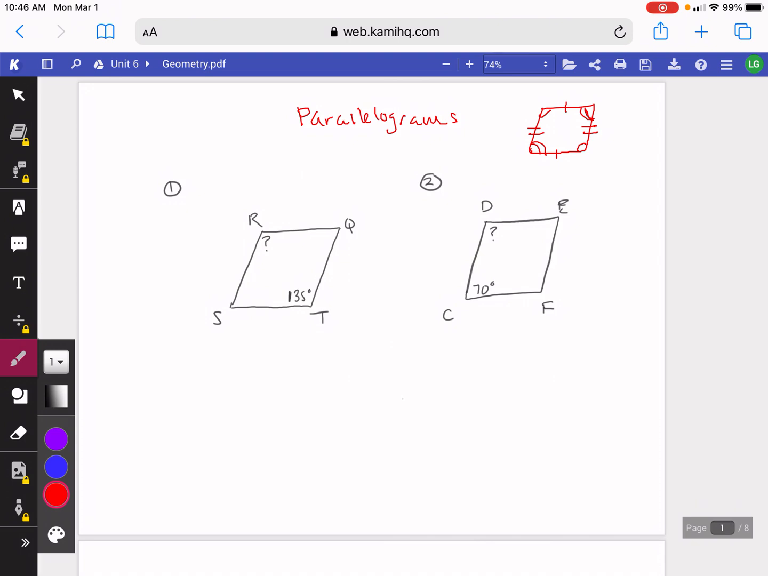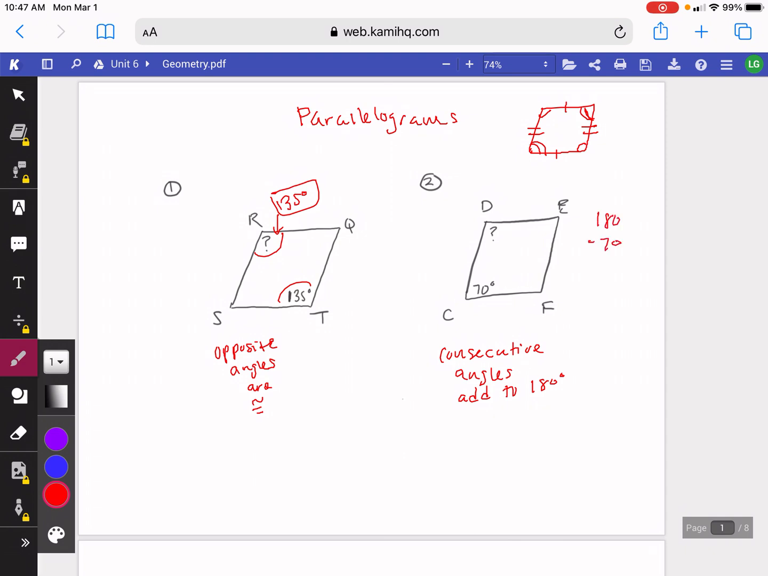So here in picture number 1, we have a regular parallelogram. And since we know opposite angles are congruent, angle R is also going to be 135 degrees. In picture 2, angles C and D are consecutive. So what we learned about consecutive angles of parallelograms is that they add to 180. So I'm going to do 180 minus 70, and that comes out to 110 degrees for angle D.